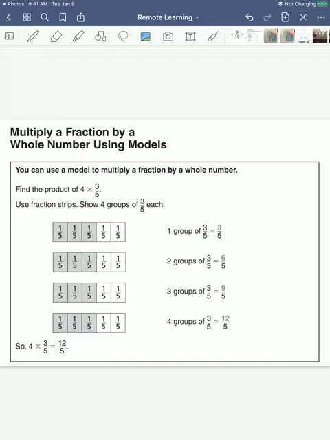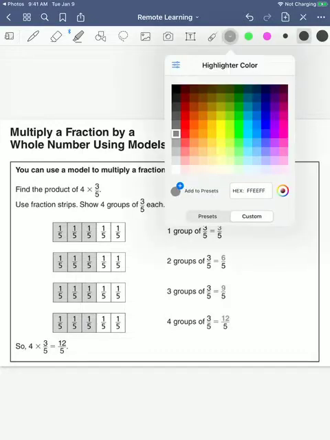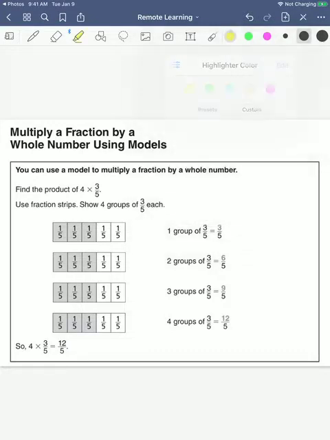Today we are moving on to multiplying fractions. So I'm going to first show you it by using a model. A model just means a picture. And then we will work through the problems without using the model. You're welcome to do it either way that you would like.